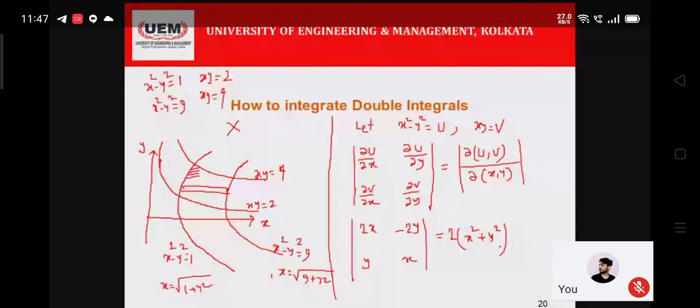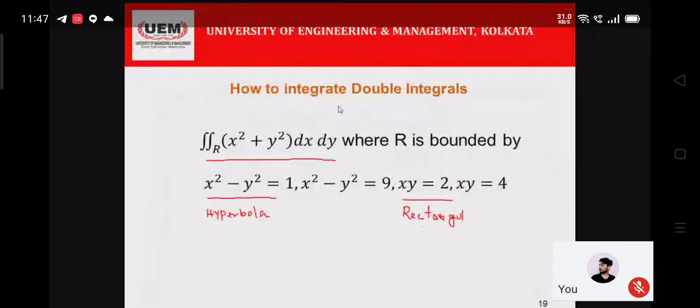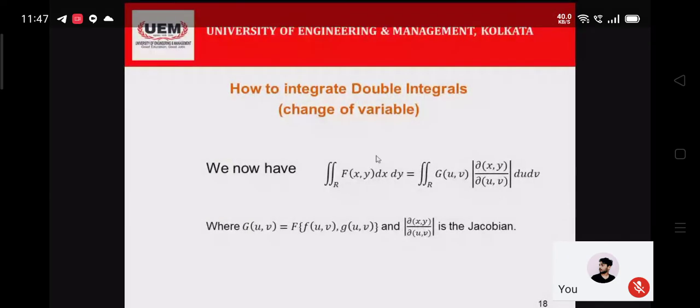Okay. Now again I'm going back to this slide just for you to understand. Look at this expression. What do we need? We need del of xy by del of uv, that is the Jacobian of xy with respect to uv, right? And we need g of uv. What is g of uv? I have told you, you replace x by uv and y by uv, then that expression is your g of uv. So just keep this expression in your mind.